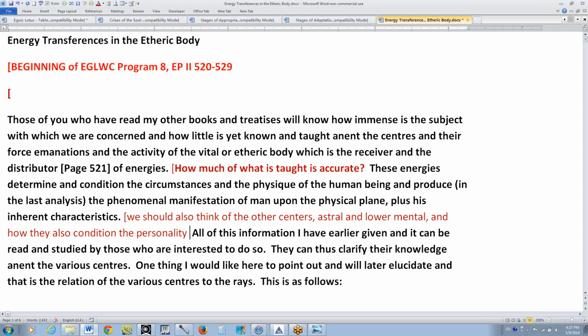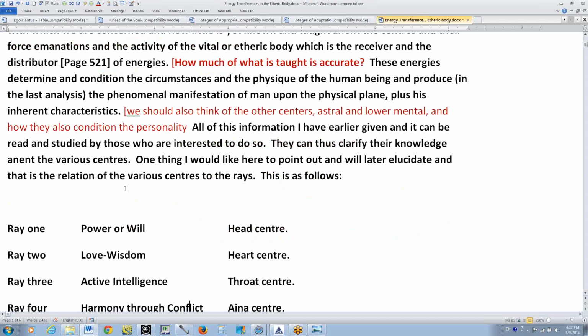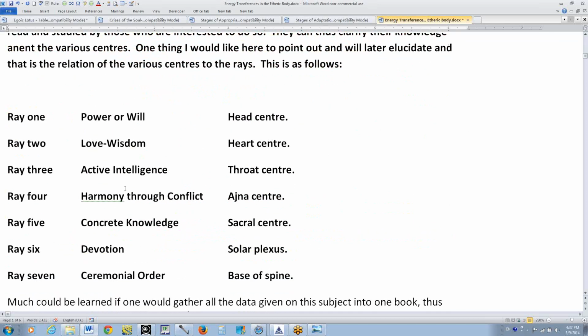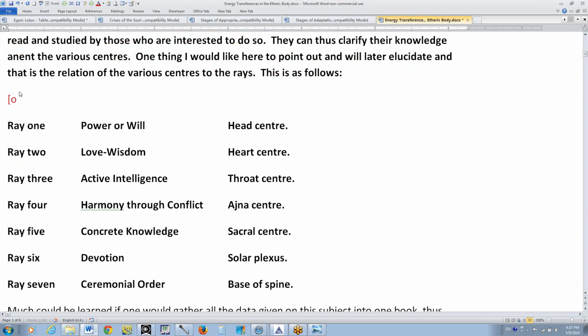They can thus clarify their knowledge again anent the various centers. One thing I would like to point out, and we'll later elucidate, and this is the relation of the various centers to the rays, and this is as follows. Well, here's the big yes and no. Of course, it's a yes, but he does also give other relations. Other relations are also given. Of course, Ray 1, will of power, the head center, definitely, and Ray 2, love, wisdom, the heart center, definitely. Ray 3, active intelligence, the throat center. There is activity going on there in relation to the seventh ray at a certain point.